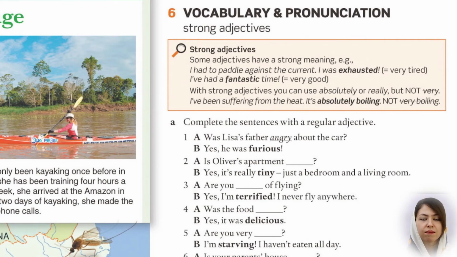For instance, exhausted. Exhausted means very tired. So if I say very exhausted, it is wrong, okay? I cannot say that, because exhausted means very tired. I don't need to say or utter the word very, okay? So it is redundant, remember.